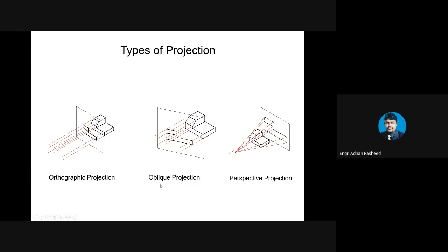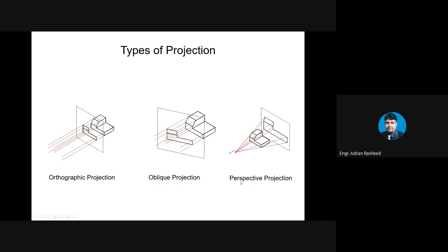Now oblique projection is that type of projection in which the rays of sight, the projectors, are at an angle to the picture plane. So the image formed will be known as oblique projection. You can see in this example that this plane is now at a certain angle to these objects. These rays are acting on this plane and making a certain angle with it. Clear? So this type of projection is known as oblique projection.